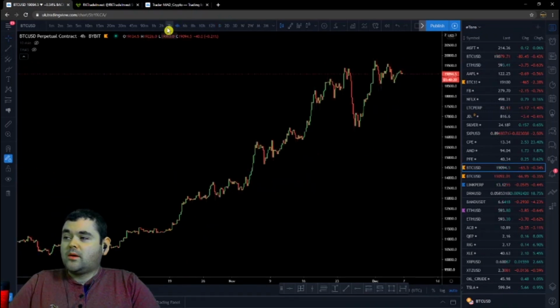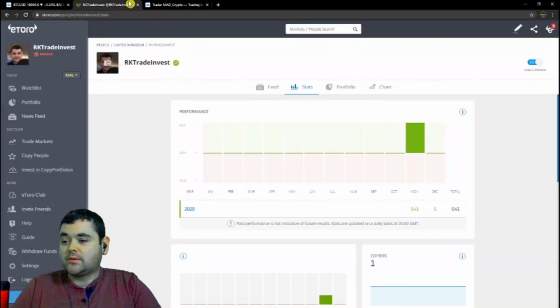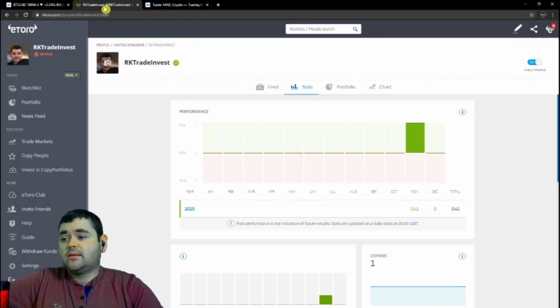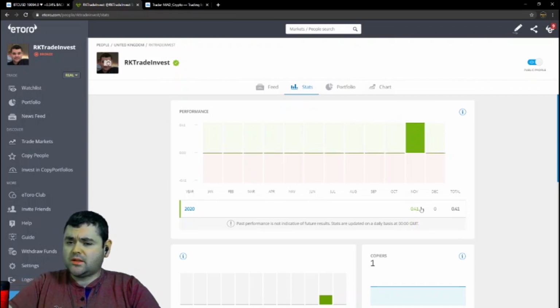The other thing I wanted to mention is my eToro account. I'm going to be doing a lot of videos on eToro on this channel now. November was my first month trading on eToro, and you can see the green month there. I made 0.41% profit. I only joined up and created the trading account towards the end of November.